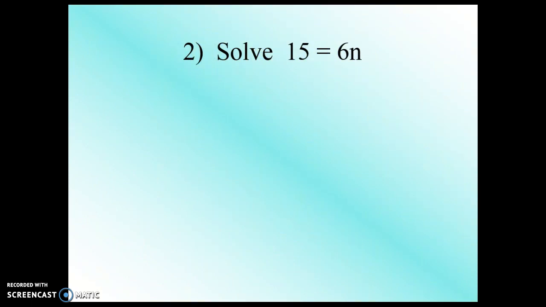Let's look at our next problem. We have 15 equals 6n. Like we noted in our first problem, when a number is beside a variable, it has to be a multiplication operation. 6n is the same as saying 6 times n. So let's make sure we keep that in our minds as we're solving it.